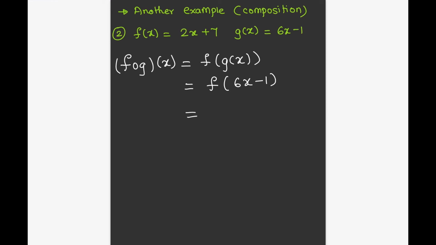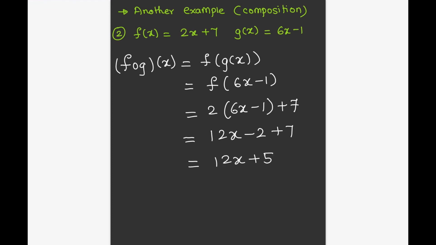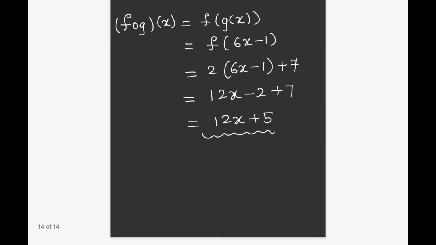I'm going to replace x in f of x with 6x minus 1, so I will get 2 times (6x minus 1) plus 7, which came from right here. Then I'm going to write down my answer: using the distributive property, 12x minus 2 plus 7, and my final answer will be 12x plus 5. So this is f o g of x.